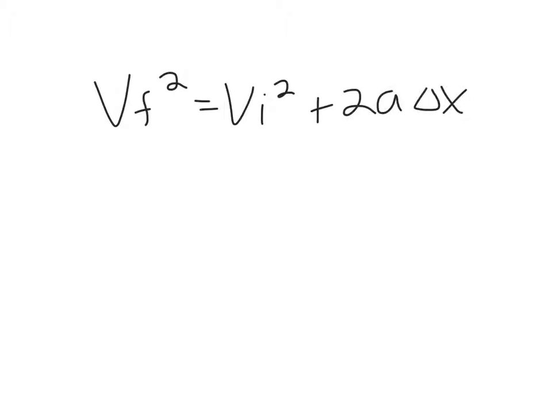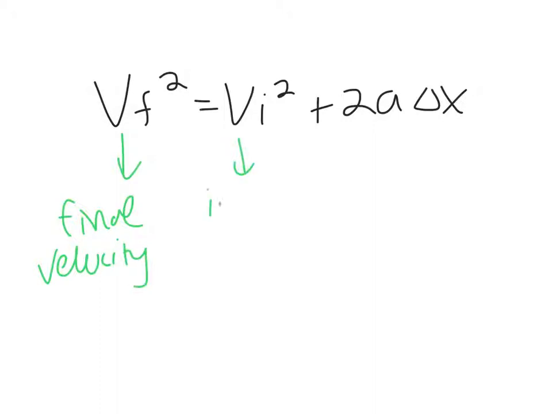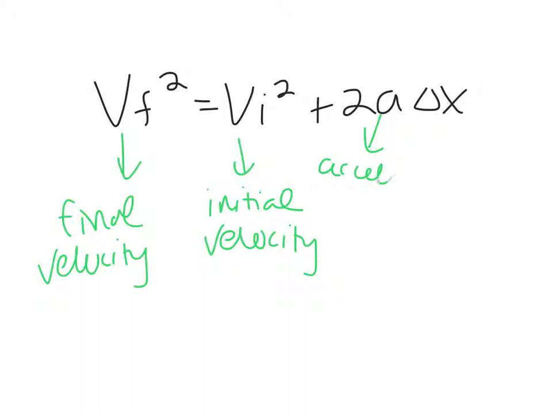And then our third equation I like to call the no time equation. v final squared equals v initial squared plus 2a delta x, where v f is your final velocity, v i is the initial velocity, a is acceleration, and delta x is your displacement.